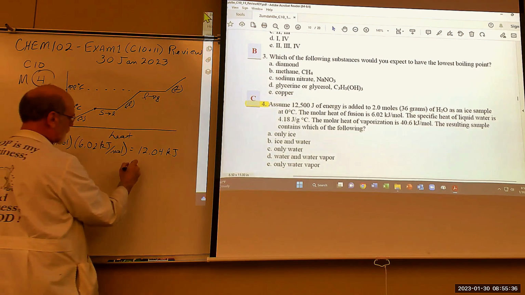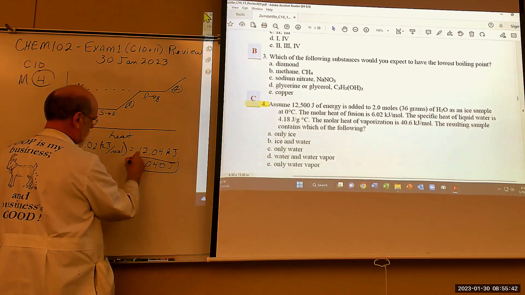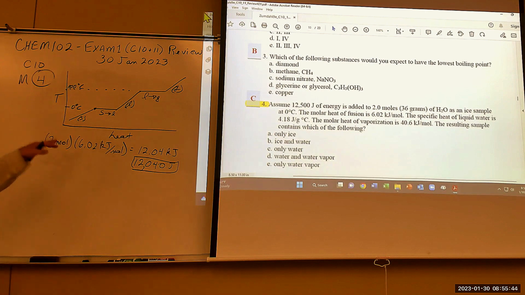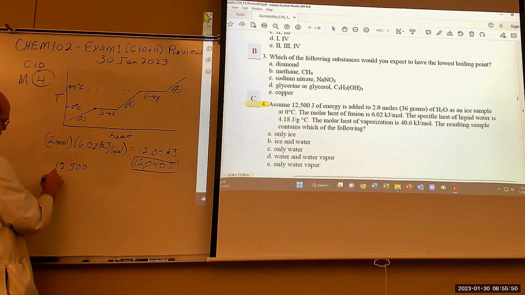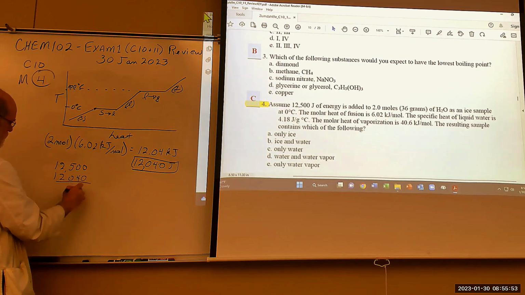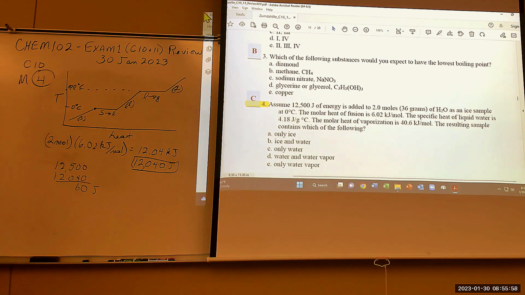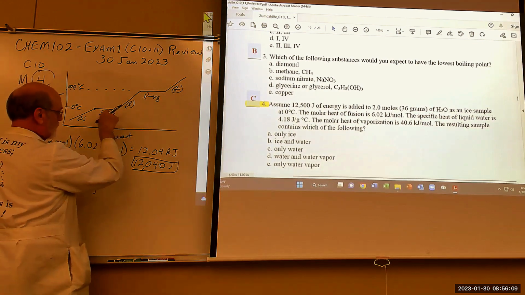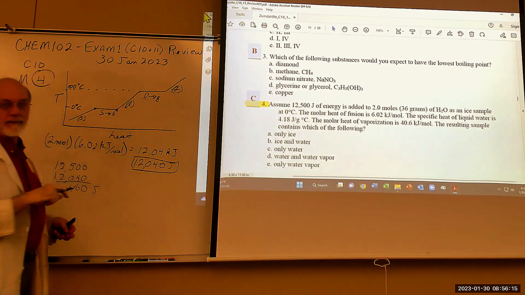Well, we're in joules, so let's convert that. 12,040 joules to melt the ice. And so what do we got left over? 12,500 minus 12,040 is 460 joules, right? That's all we got left over. All right, so now we're at this point right here. From that amount of energy, now we're heating the liquid up.